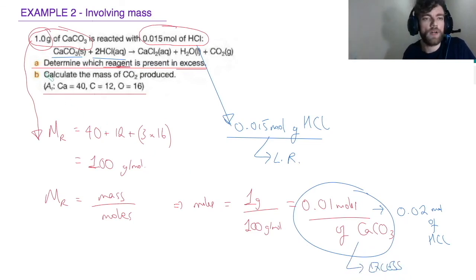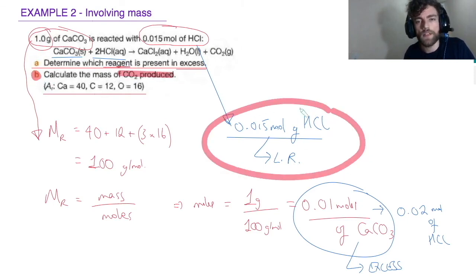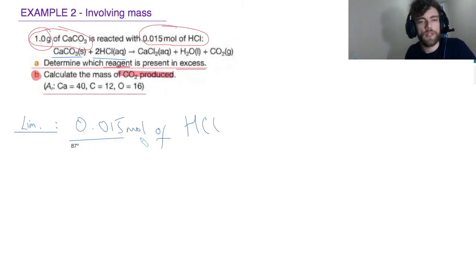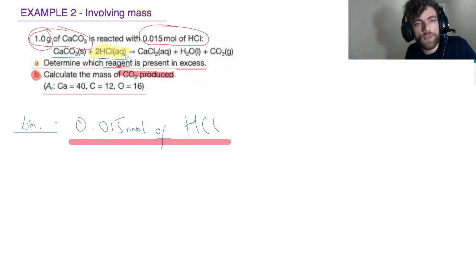Okay, and so to answer part B, I need to find the mass of CO2 produced. Well, to be able to do that, I need to look at my limiting reactant once again, because it is that will control the amount of CO2 produced. So let me get rid of this, and just remember that my limiting reactant is 0.015 mole of HCl. I know from the balanced equation that for every 2 moles of HCl, I should get 1 mole of CO2.